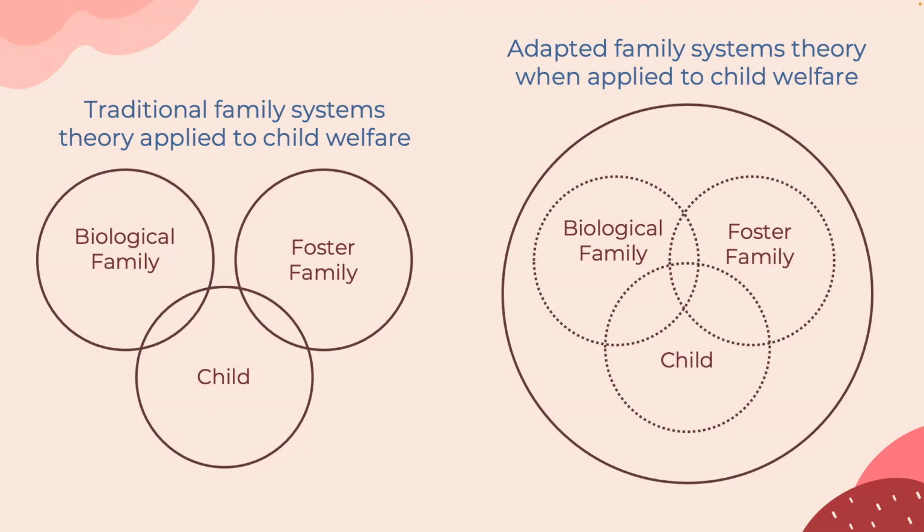This diagram represents the differences between traditional family systems theory and my adapted theory. By encouraging one family system rather than multiple separate systems, social workers can assist the children and families in maintaining strong connections during the child's placement in foster care with the eventual goal of successful reunification.